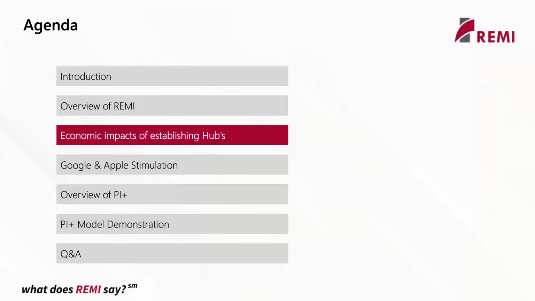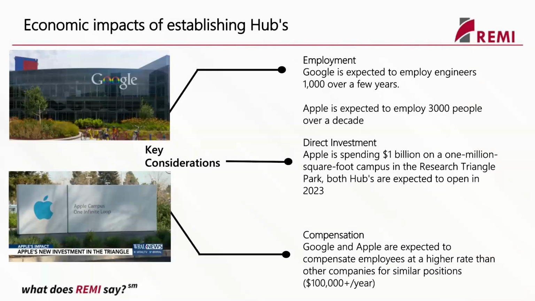So the next thing that we are going to get into are the economic impacts of establishing these hubs. So the core things that we produce from the research that we've done for this webinar is that this is primarily going to impact employment, direct investment, and as well as compensation. As Google has promised to employ over 1,000 people over the next few years, and Apple is expected to employ over 3,000 people over the next decade. And in addition to this, Apple is expected to spend $1 billion on a square foot campus in Raleigh, North Carolina. And then both hubs are expected to break ground in the year 2023.